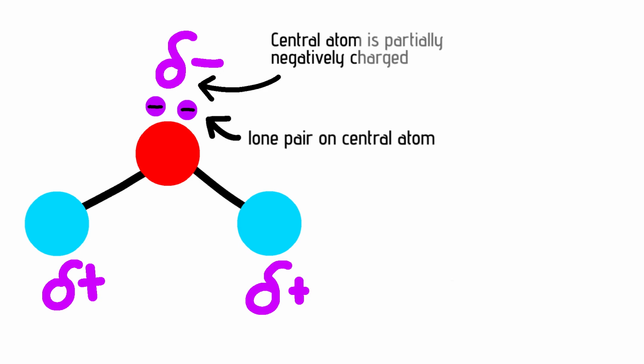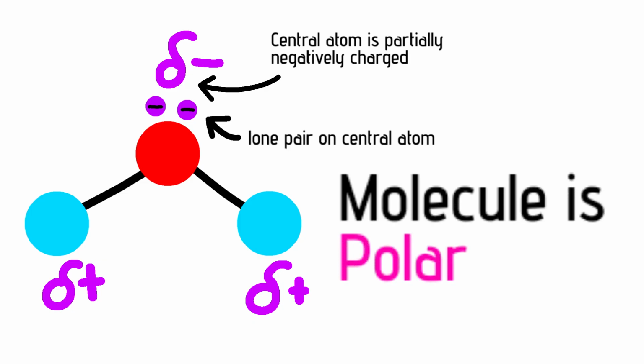That lone pair creates a partially negative charge on the central atom and a partially positive charge on the rest of the molecule. This is because the central atom has 2 additional electrons on it, making it negatively charged. This makes the molecule polar since there are partially negative and partially positive charges on the molecule.